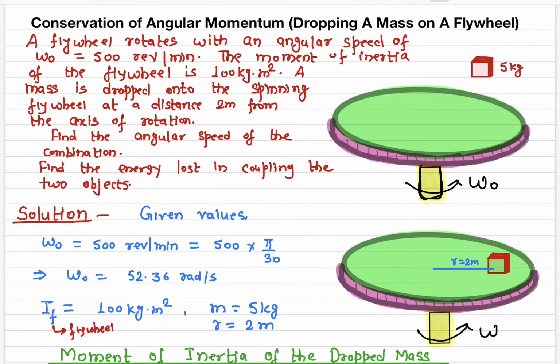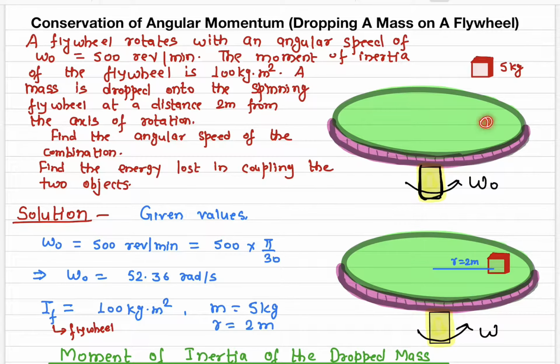and a heavy spinning disk, and it is revolving at 500 revolutions per minute. So initially it is 500 revolutions per minute. The moment of inertia of the flywheel is also given, which is 100 kilogram meter square. Now we have a mass, and this mass is now dropped onto the flywheel. After dropping, the mass is glued to the spinning disc, so it cannot move away from the spinning disc.